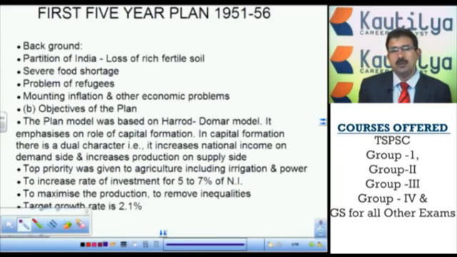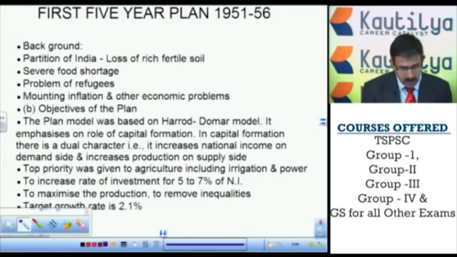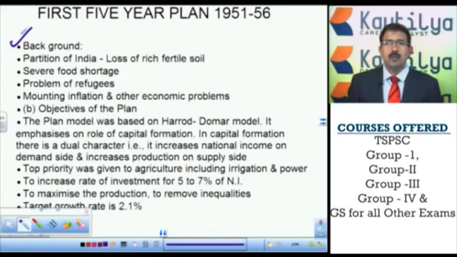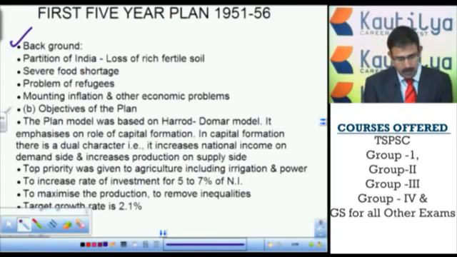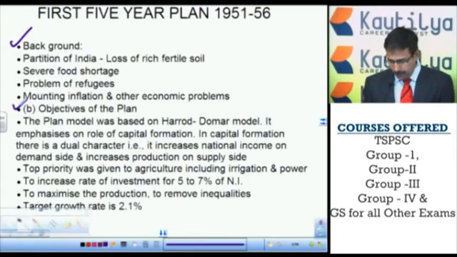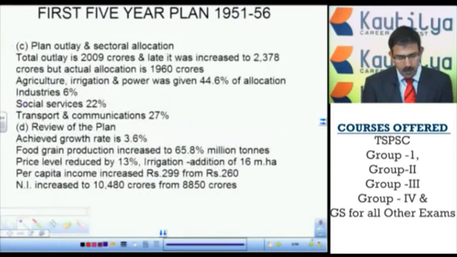Based on all these questions we can conclude that the plan can be studied under 5 subheads. Namely, first of all, with the starting of every plan, one should remember the background in which the plan was started. Second, what are the main objectives of the plan? And third, what are its sectoral allocations and total plan outlay.